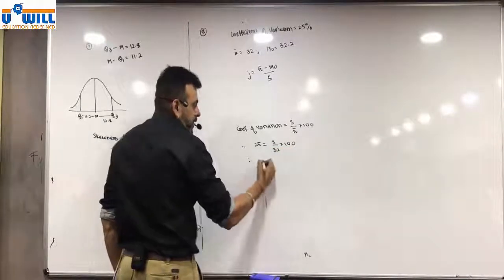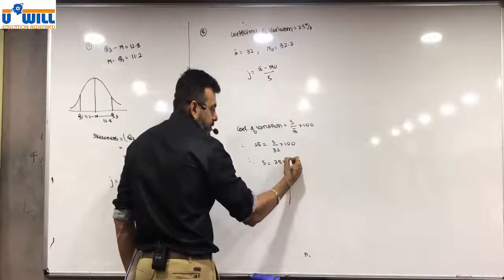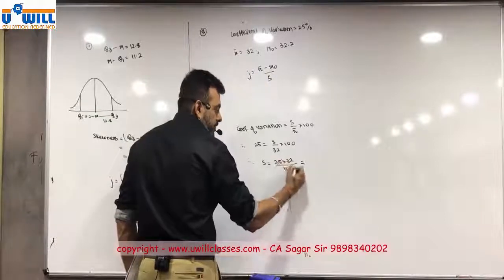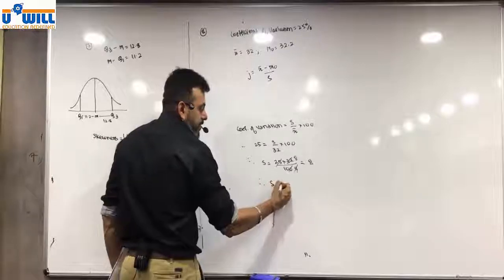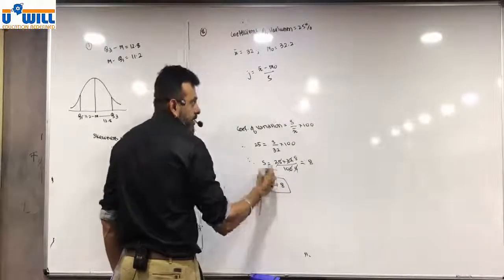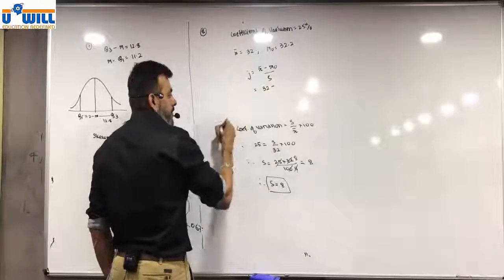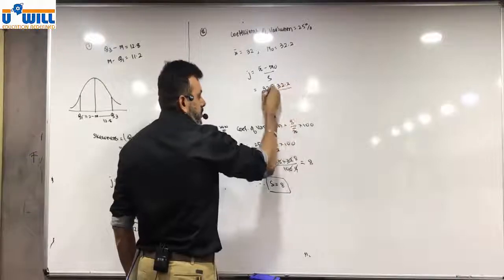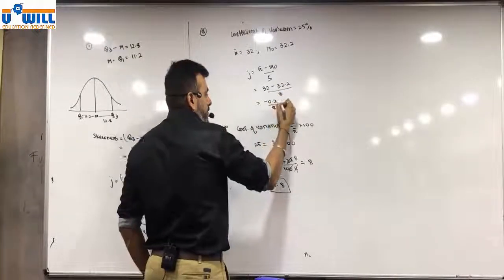Therefore, S is equal to 25 into 32 upon 100, which is equal to 25 4s are 100, 4 8s are 32. Therefore, standard deviation is equal to 8. Applied in the formula, mean is 32 minus mode 32.2 upon 8, minus 0.2 by.